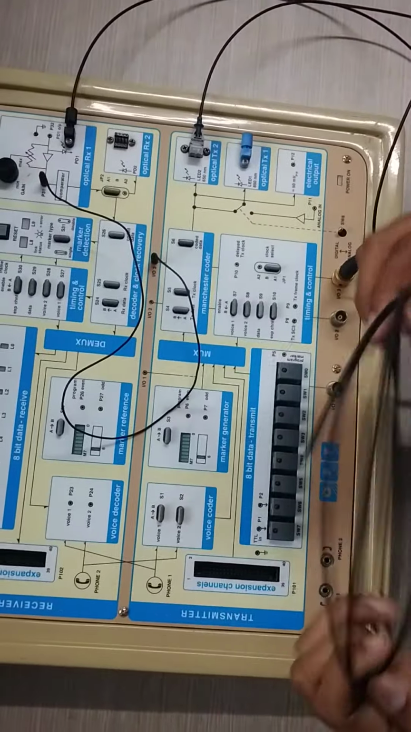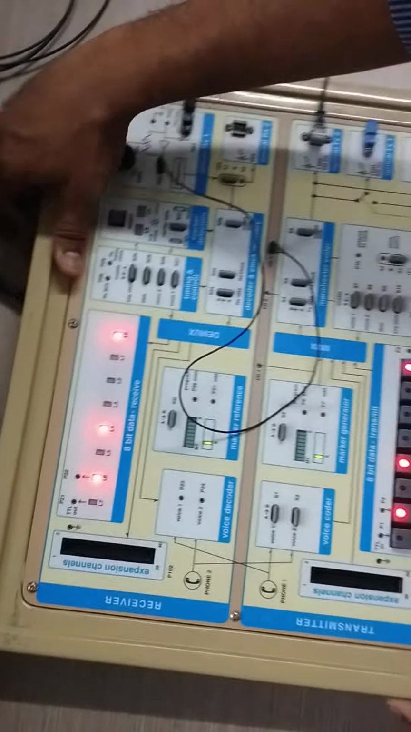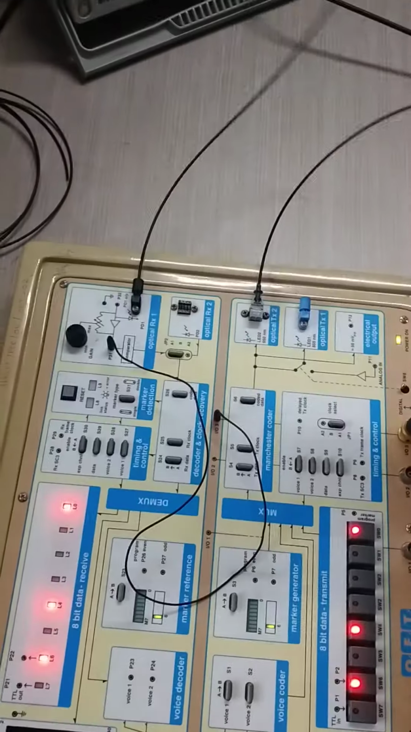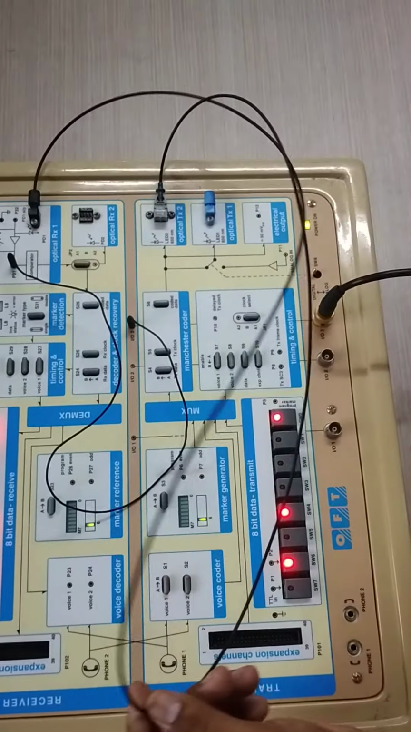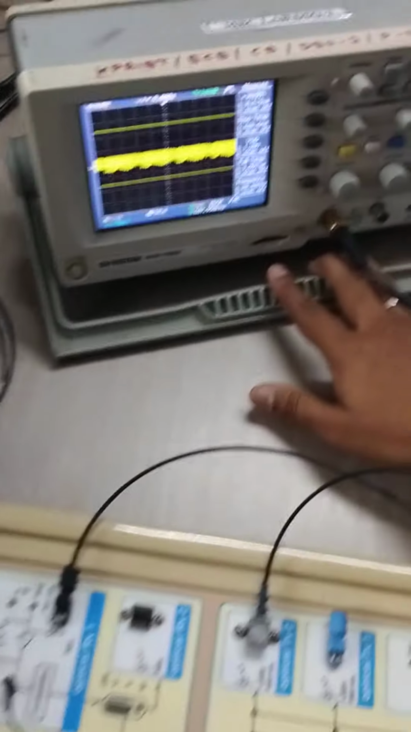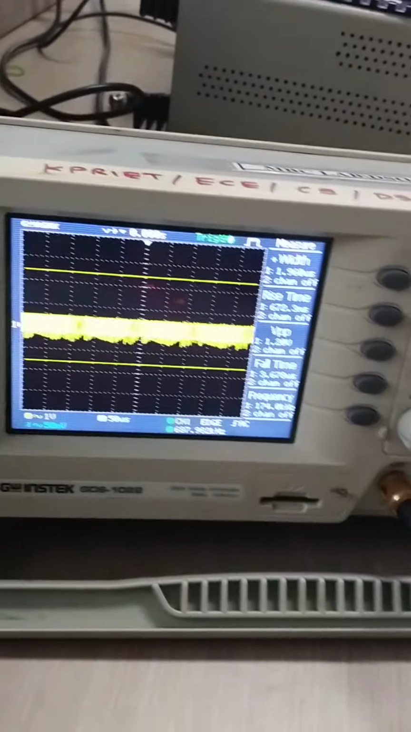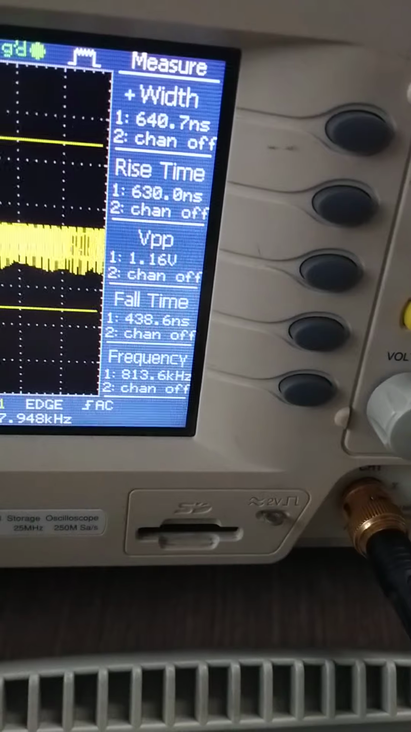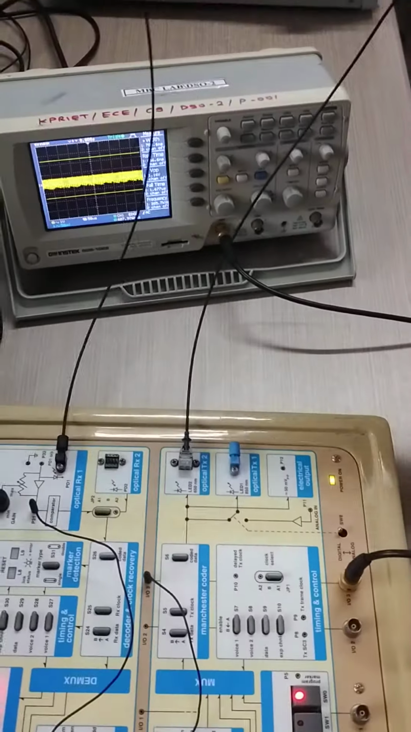So let us start with the 1 meter optical fiber cable. Let's switch on the optical fiber kit. After the initial setup, I have connected my 1 meter cable here, and the output section is connected to the DSO. The peak to peak voltage we receive is 1.12 volts, fluctuating from 1.12 to 1.16, so on average we can consider it as 1.12 or 1.14 volts. While using the 1 meter cable, I'm getting above 1 volt, right?